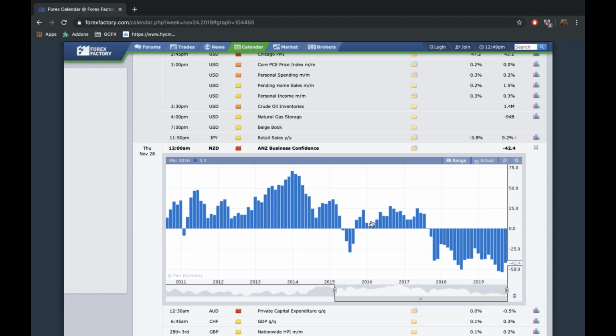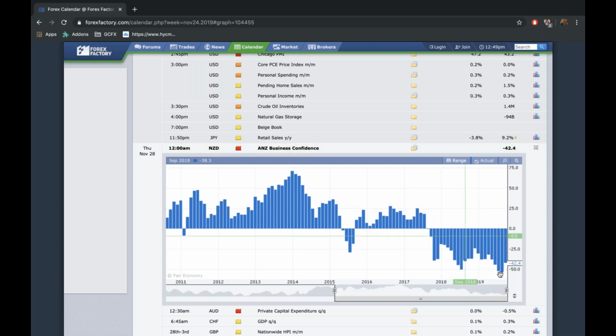So if we see that going below the September 54.4 reading, if we see anything lower than that, then expect to see sudden and some prolonged New Zealand dollar weakness. Big events to be aware of. I'm keeping my eye on that. Remember, RBNZ in a neutral, data-dependent mode.